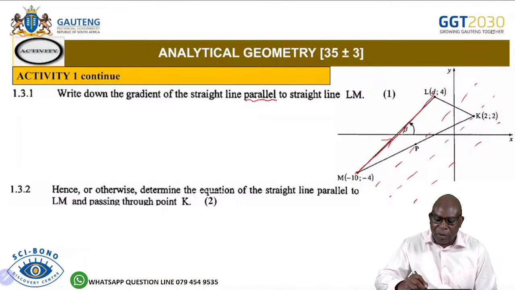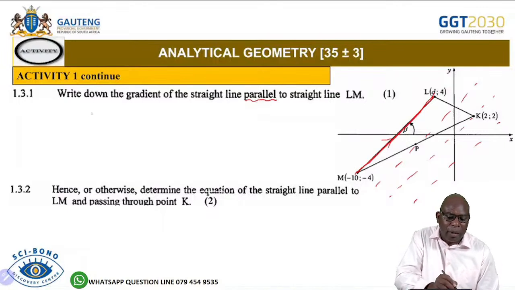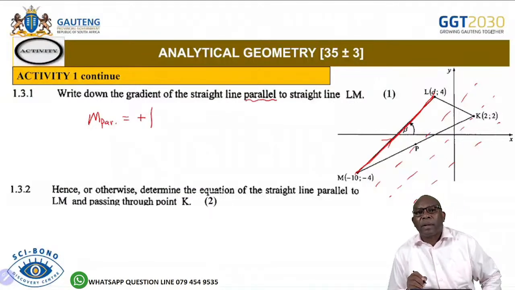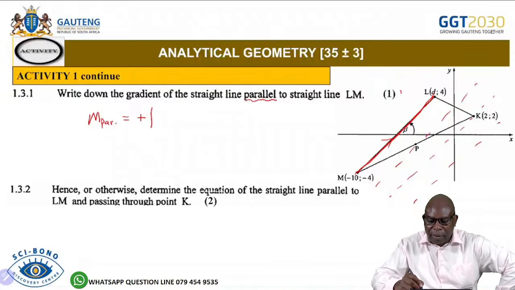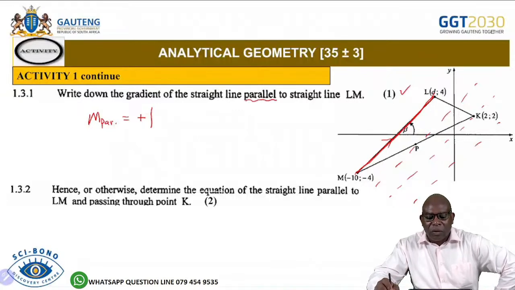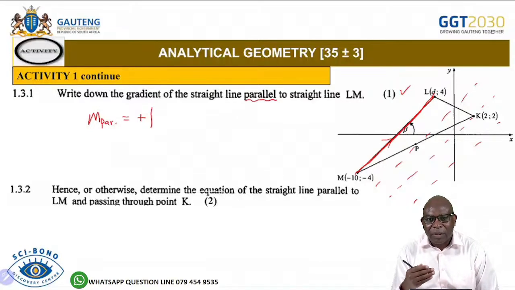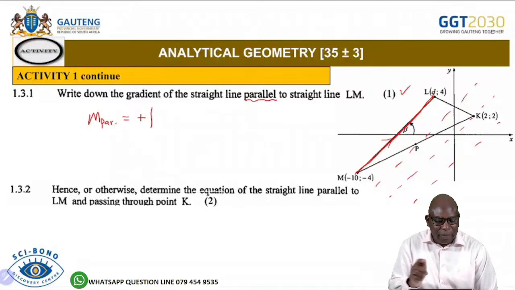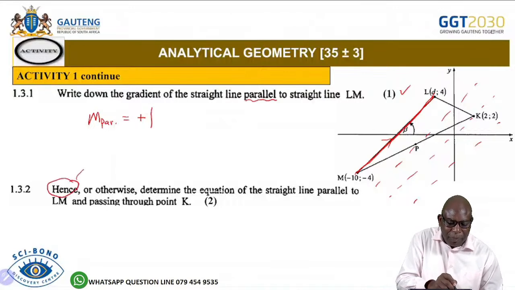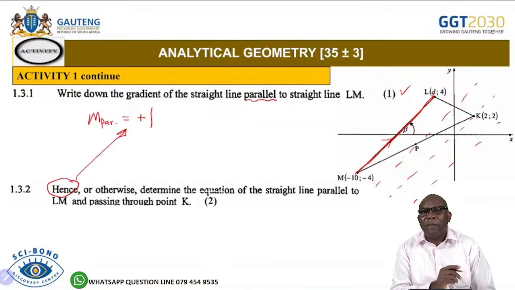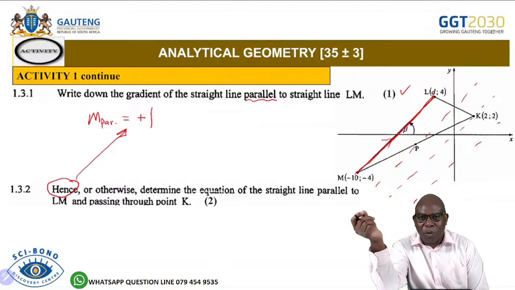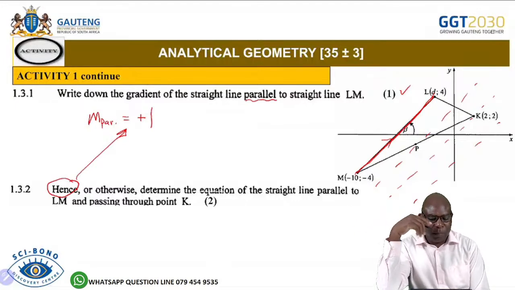So in other words, if I know the gradient of that line, which is 1, therefore the gradient of the parallel line is going to be +1. Sorry. Okay, and that's 1 mark. You see, a question that deals with 1 mark, you just need to write an answer. Okay. Right. It says hence, meaning that let me use that gradient. You see, the word hence means use whatever you got in the previous question, then put it there.